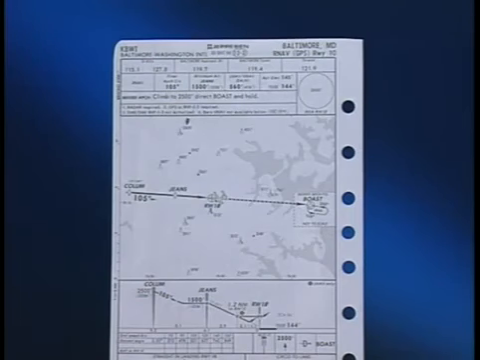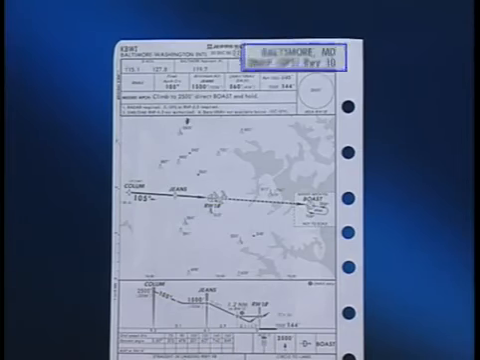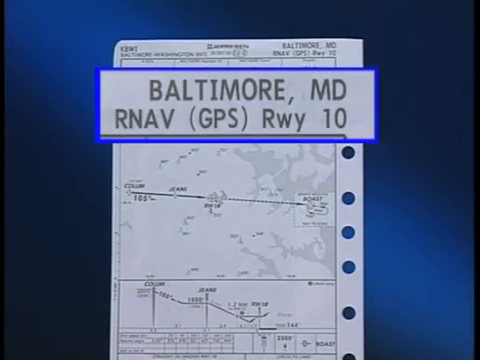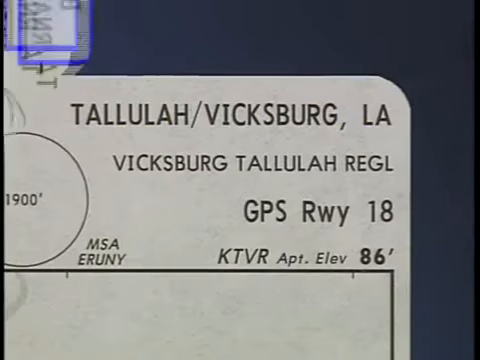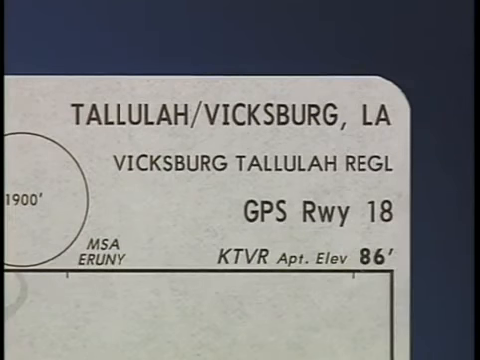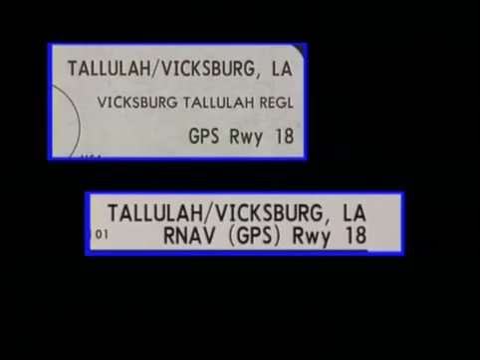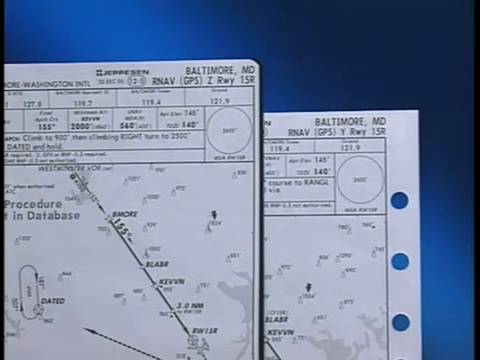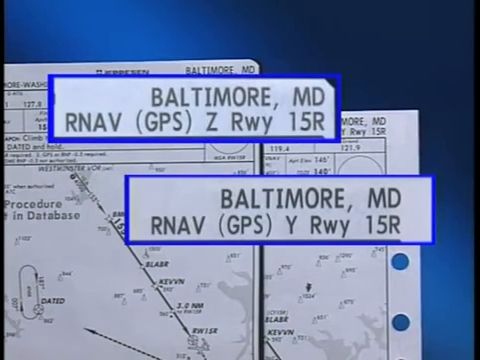All GPS approaches, both unaugmented, today's GPS, and augmented, WAAS and LAAS when operational, are published using the same new chart format. The approach is titled RNAV, parentheses, GPS, and the runway number. The Tallulah-Vicksburg GPS runway 18 is now the RNAV, parentheses, GPS runway 18. Also, when multiple RNAV approaches to the same airport runway exist, the procedure name includes a letter code beginning with the end of the alphabet. The Baltimore-Washington International Airport has the RNAV GPS Zulu runway 15 right and the RNAV GPS Yankee runway 15 right approaches.